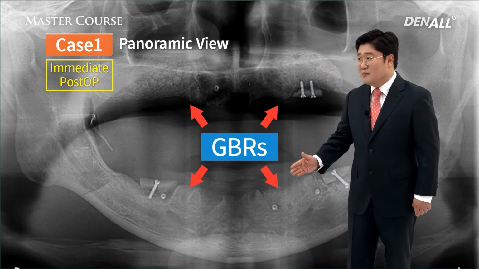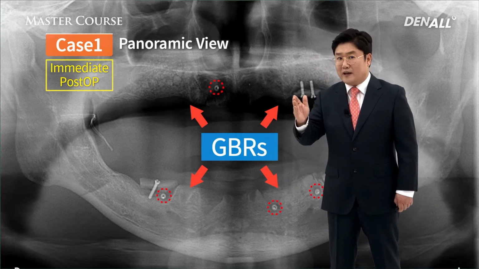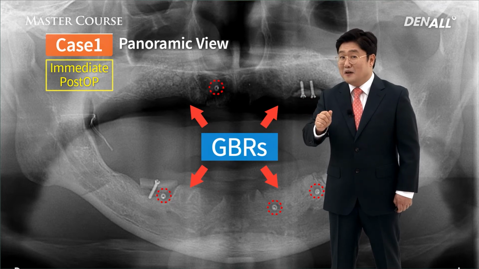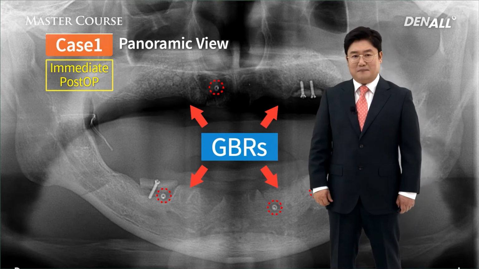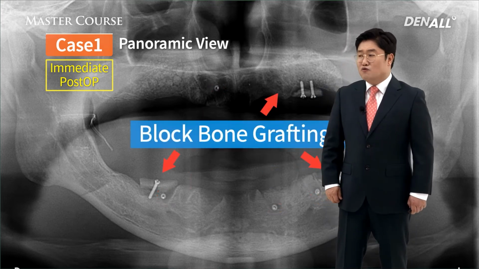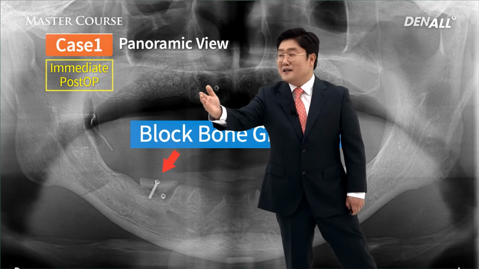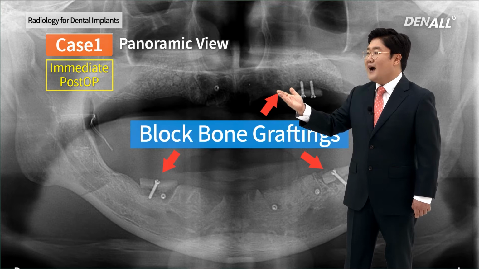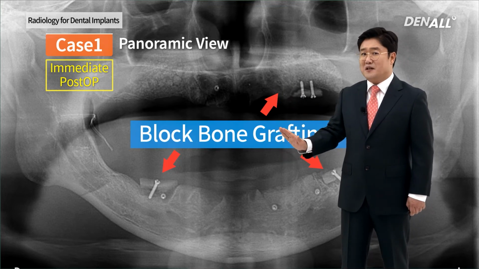The round things are the bone tacks to fix the membrane. They appear on the X-ray like this. And in this patient, the block bone was taken from the lower posterior, and that is divided and grafted to the upper left posterior and bilateral posteriors in the lower jaw.